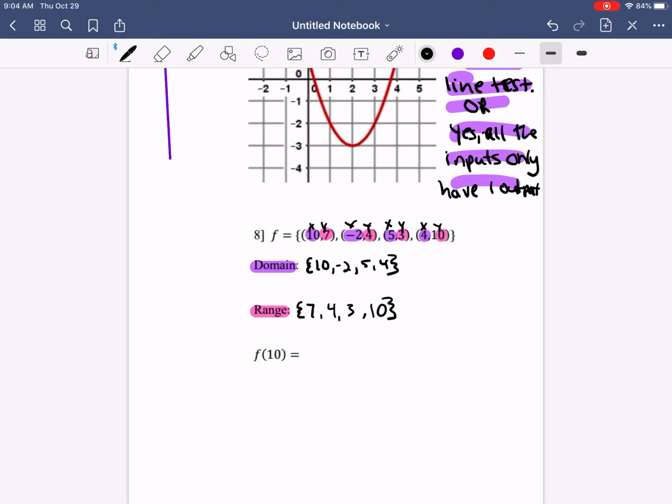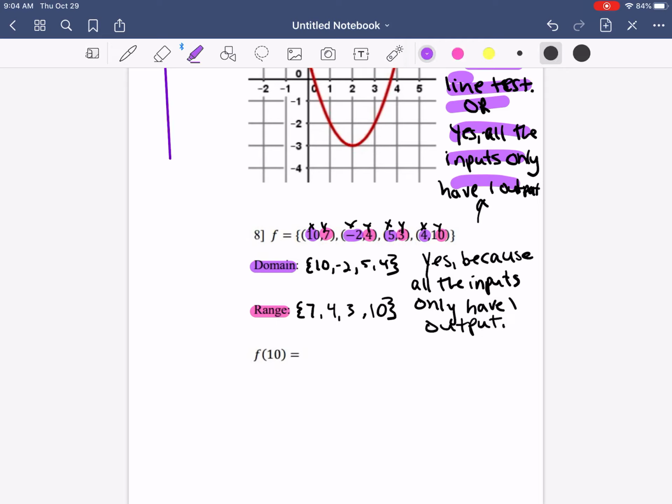And now they want to know if it's a function. So we have to look at the x values. Do any of them repeat? No. So it is a function, yes, because, and then you would use the second definition here, the second reasoning. All the inputs only have one output. And that's your reasoning for if it's a function or not when there's a set of points.